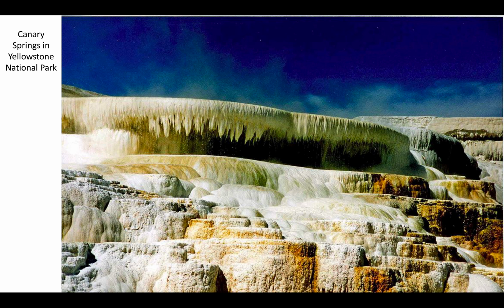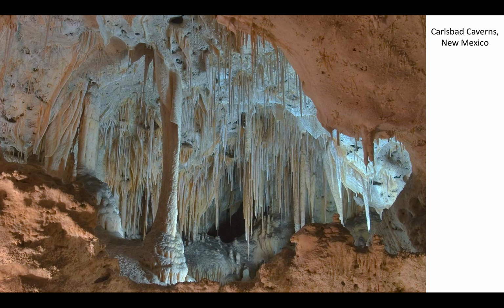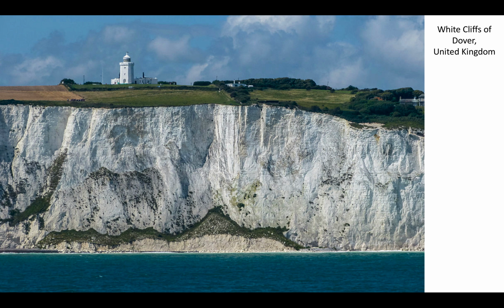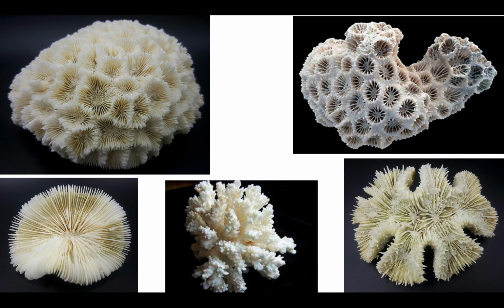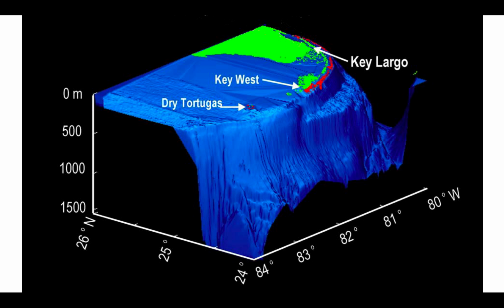Here is a spring in Yellowstone Park that's very rich in calcium carbonate, and it's hardening out as that white stuff here. Calcium carbonate is also what makes up stalactites and stalagmites in caves. It's the white stuff in the White Cliffs of Dover in the United Kingdom. It is the hard stuff in corals. And Florida is the only place in the continental United States that has coral reefs. The coral reefs are in red here, and the blue is the ocean floor.